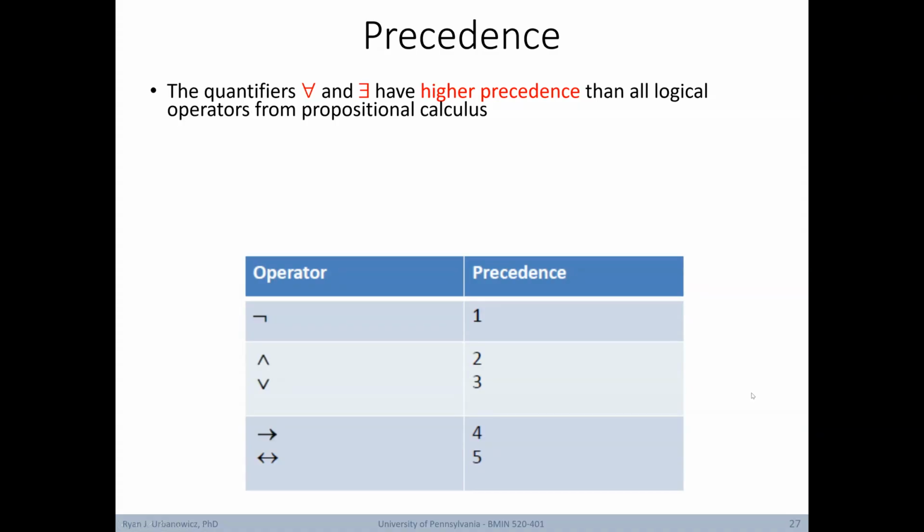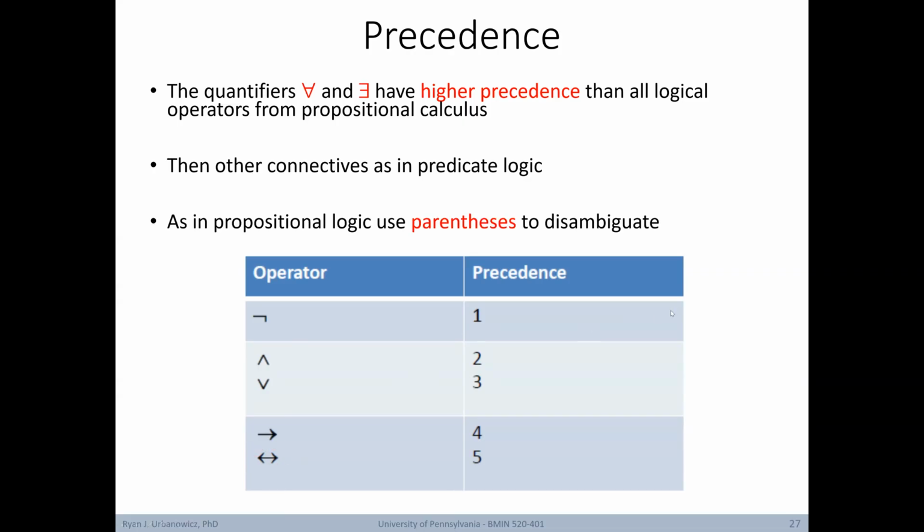Let's revisit the rules of precedence with connectors. We now need to consider the universal and existential quantifiers and their precedence. Both have a higher precedence than all other logical operators or connectives from propositional calculus. So now the precedence starts with these quantifiers and then continues in the same order as the connectives in predicate logic, starting with the negate, and, or, implies, and biconditional. Again, similar to propositional logic, we can use parentheses to disambiguate precedence when needed.